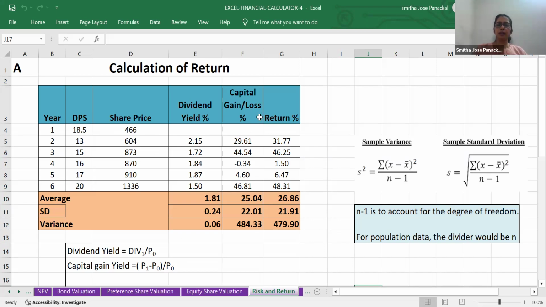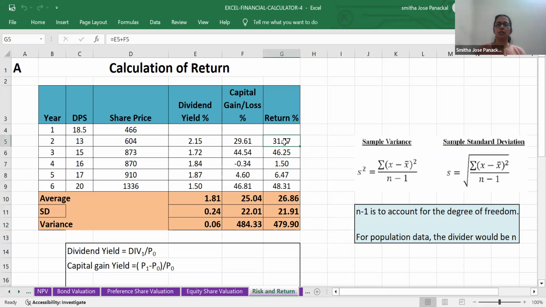How will you calculate the capital gain or loss? The formula is P1 minus P0, divided by P0. P1 is the price of this year, the current year, and P0 is the previous year's price. Like that, except for the first year, you can calculate it for 5 years. Then you can find the total in this column.